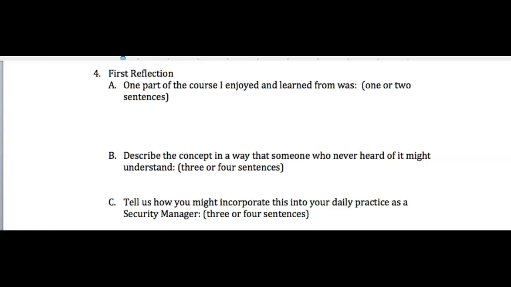Remember, you're going to have 3 things that you learned in the course that you thought were beneficial to you, and I'm hoping that everybody can find 3. But first, identify what they were and why you found them interesting.